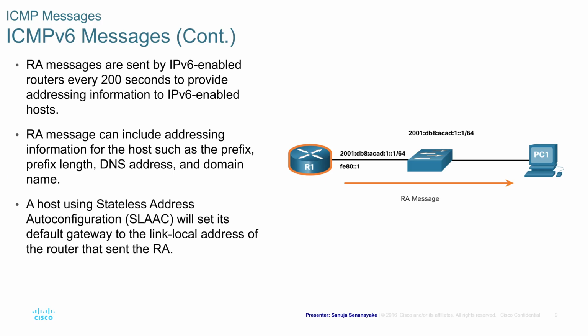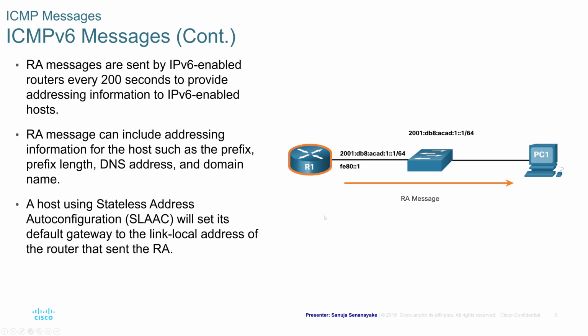Router advertisement messages, or RA messages, are sent by IPv6 enabled routers every 200 seconds to provide addressing information to IPv6 enabled hosts, which we have already covered in our previous module. These RA messages can include addressing information for the host such as prefix, prefix length, DNS address, and domain name. A host using stateless address autoconfiguration, known as SLAAC, will set its default gateway to the link local address of the router that sent the RA.